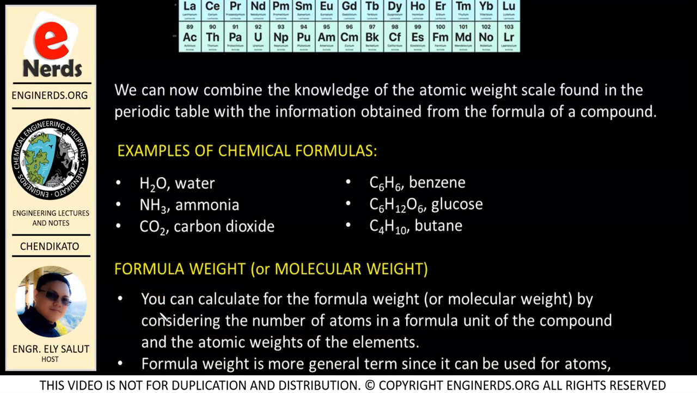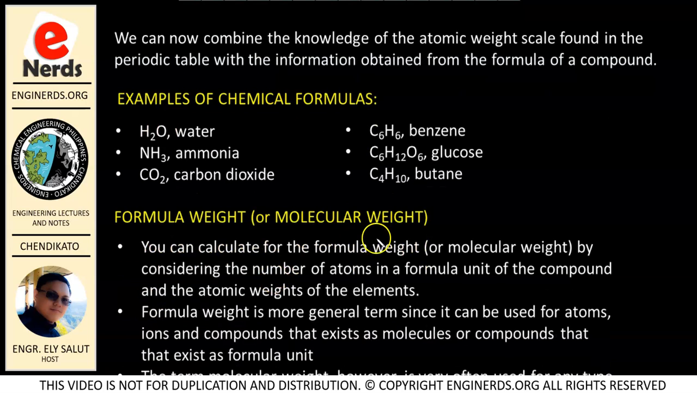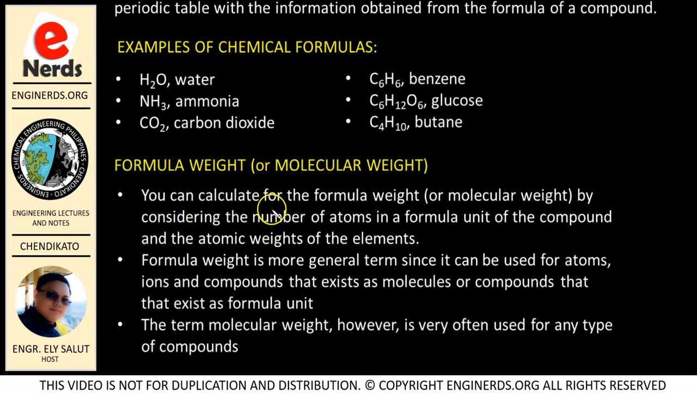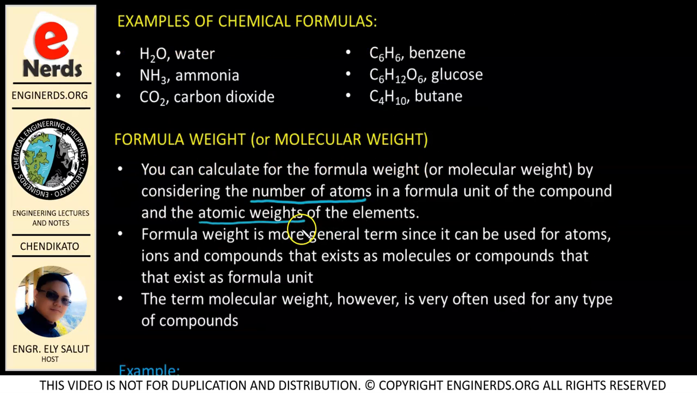Okay, so ano ba itong tinatawag nating formula weight or molecular weight? Now, you can calculate for the formula weight or molecular weight by considering the number of atoms in a formula unit of the compound and the atomic weights of the element. Okay, so iti-take note lang natin yung sinasabi ditong number of atoms na present dito sa ating formula unit ng compound and the atomic weights. Okay, so dalawa ang ating titignan para makuha natin yung tinatawag na formula weight or molecular weight.